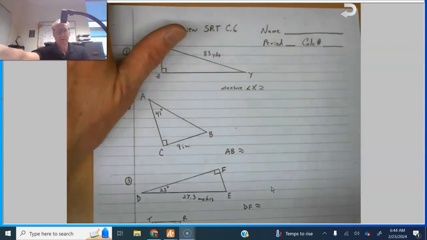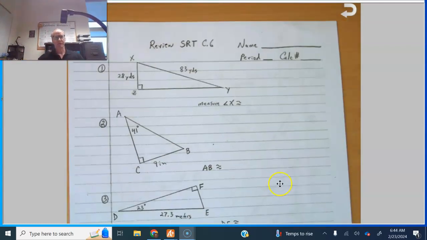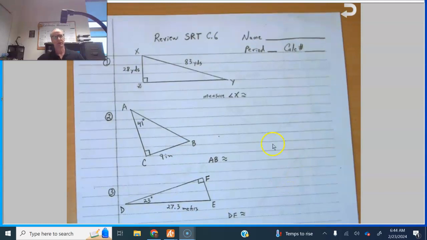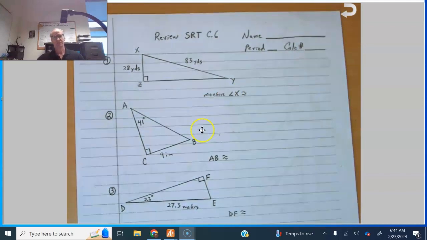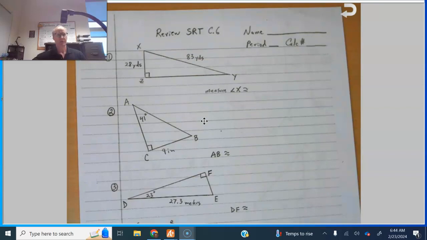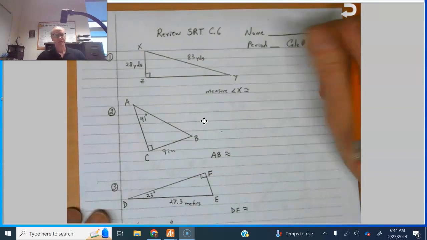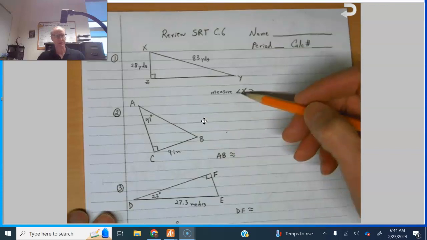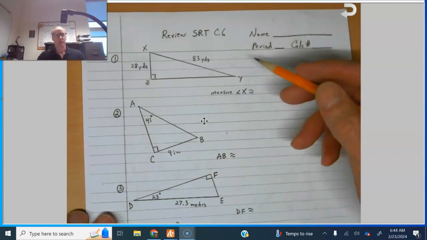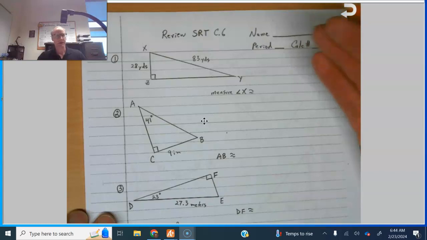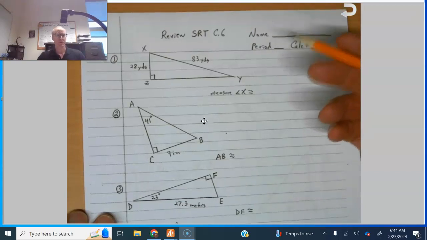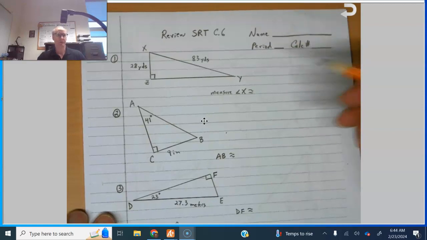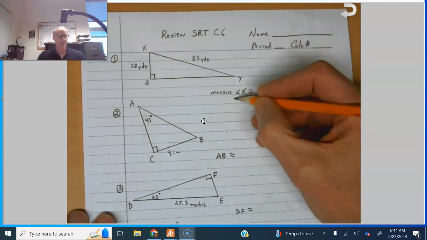Everybody, this is your first review on Canvas for the beginning of trigonometry. We're going to do a couple of different things. The first step for any triangle is to identify your reference angle and your sides, whether they're adjacent, opposite, or hypotenuse. A lot of people have been having trouble with this, and I don't understand where the problem is, but hopefully this will clear it up.